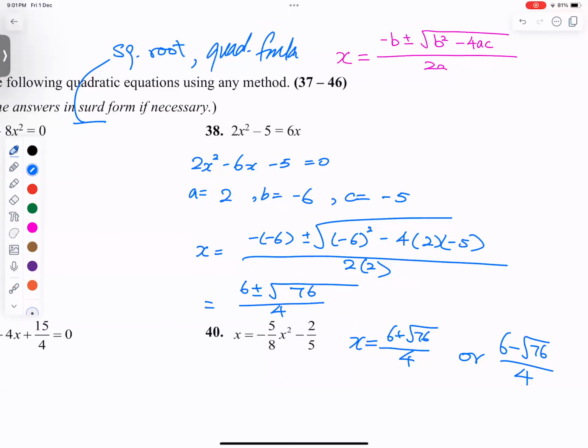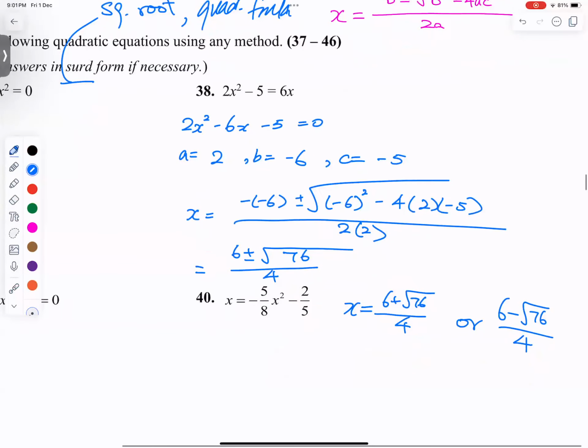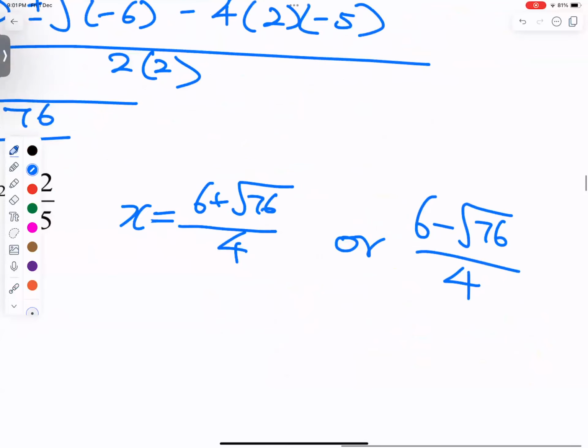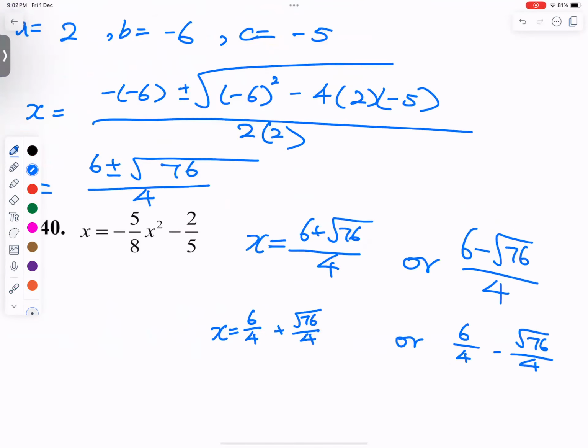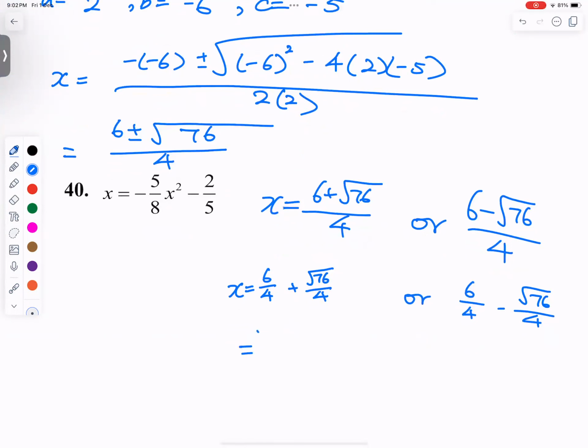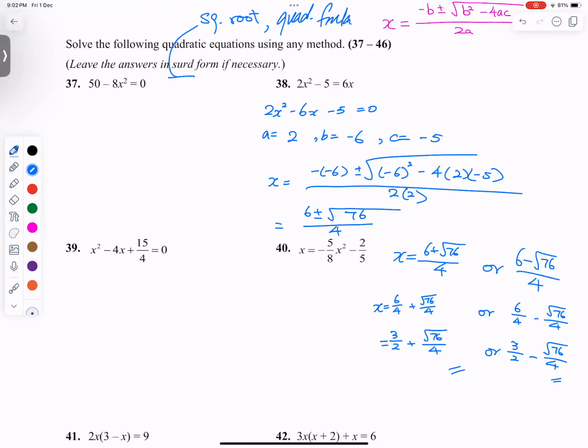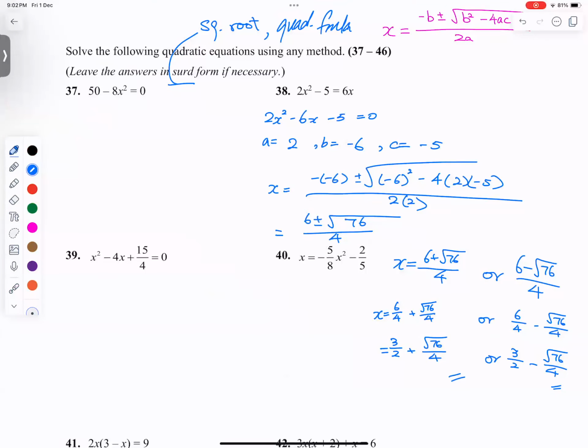Do we have to separate them? Yep. 6 over 4 plus that. 6 over 4 equals 3 over 2. Yep. And then that will be your final answer. It's such long steps, but this is just a 2-mark question.